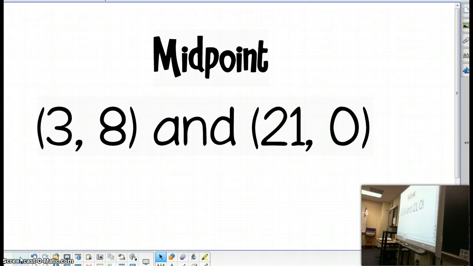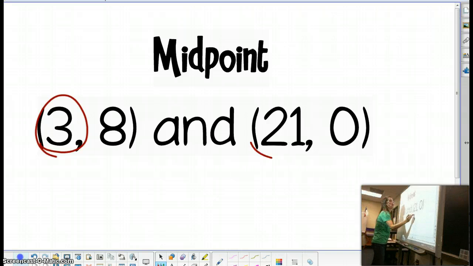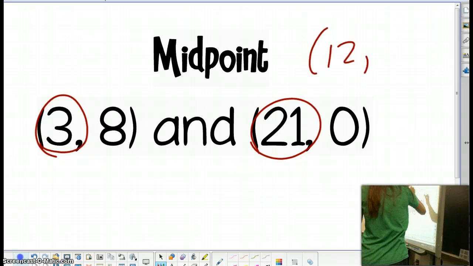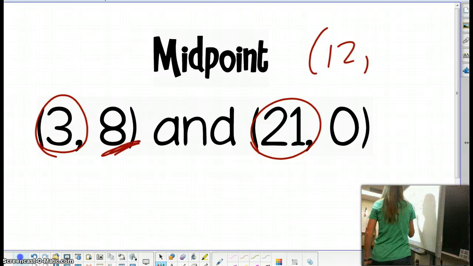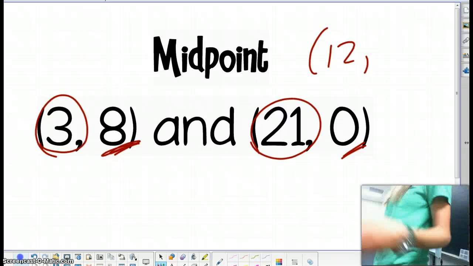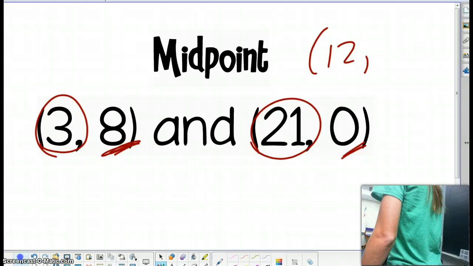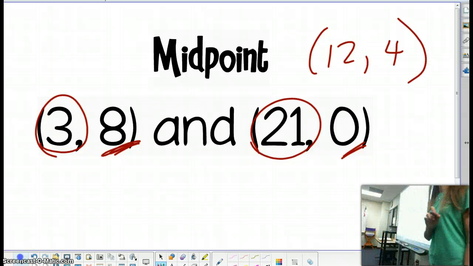When you hear the word midpoint, I want you to think middle. So I'm asking, what is the middle of 3 and 21? You add them up and you divide by 2. 21 plus 3 is 24. Cut it in half. 12. So 12 is our x coordinate. Now I want to find the middle of 0 and 8. What number is in the middle of 0 and 8? 8 plus 0 divided by 2. 8 divided by 2. So that was the final answer.